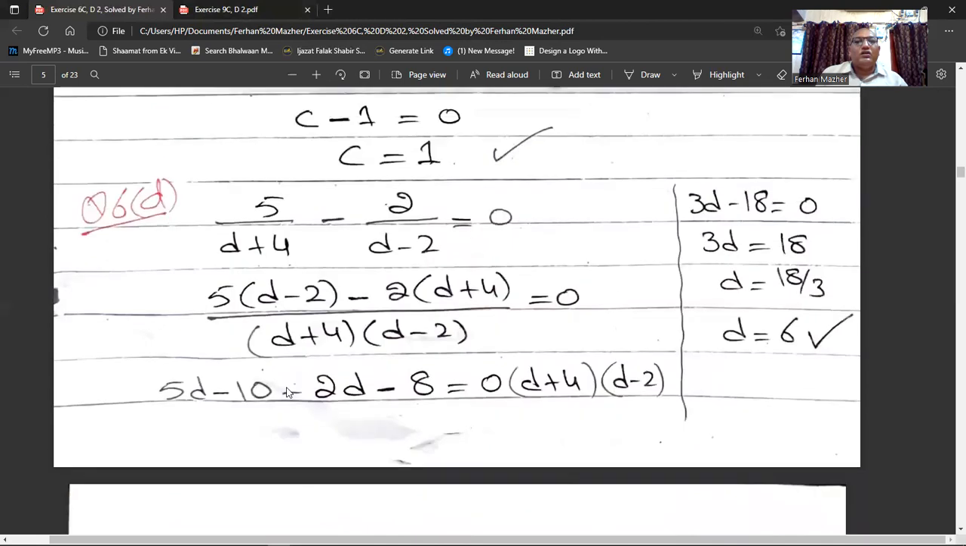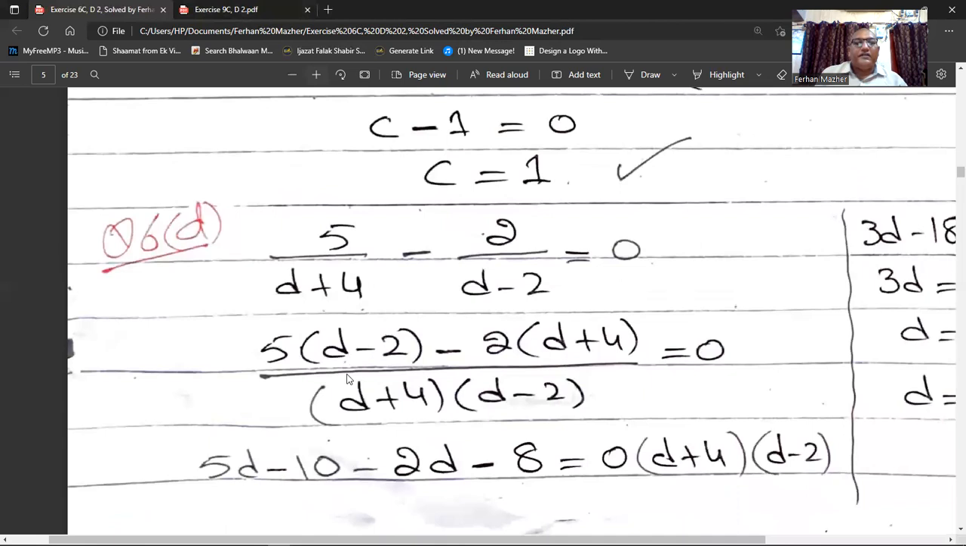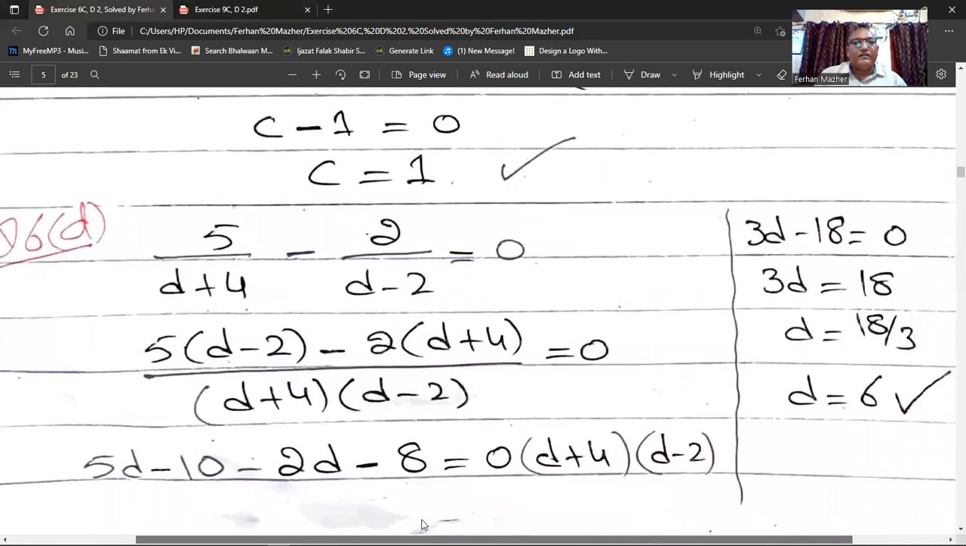Okay, so here we go. I will take the LCM. These are two denominators, so both of them will be in the LCM. In the LCM, I have bracket d plus 4 bracket close, bracket d minus 2 bracket close. When you divide this LCM with this denominator, d plus 4 will be cancelled. You will be left with d minus 2, that will multiply with this numerator. So you will have 5 bracket d minus 2 bracket close.